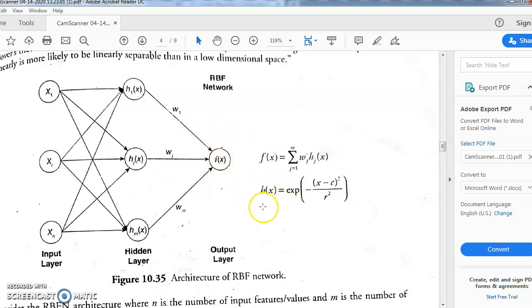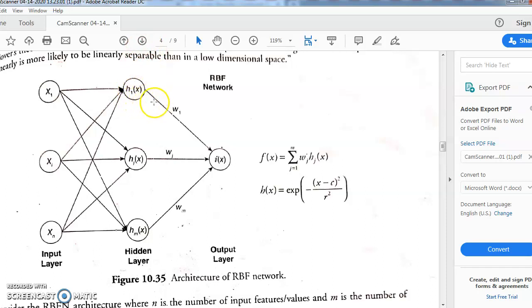So which function do we use? We use the function h of x, which is nothing but exponential minus, the exponential being e raised to minus (x minus c) whole square divided by r square. Whatever value we get, I can term it h, I can term it phi, it can be anything; this is just a mapping function.